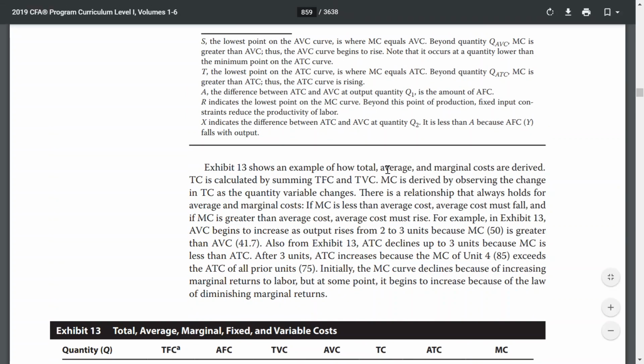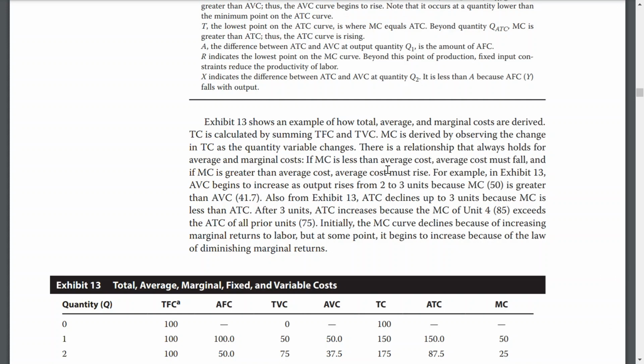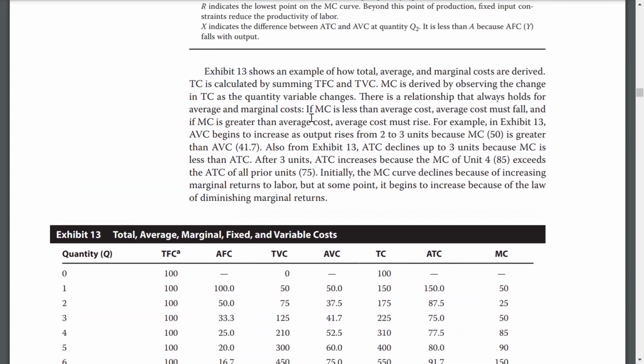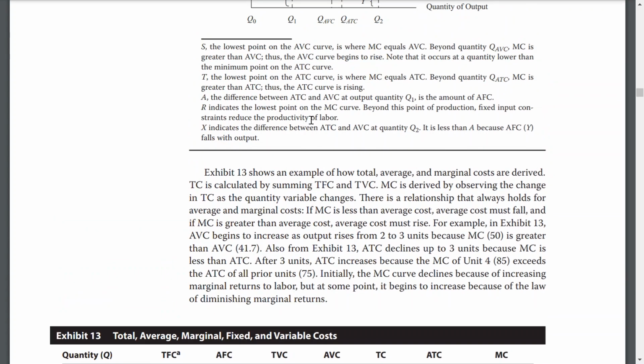Exhibit 13 shows an example of how total, average and marginal costs are derived. Total cost is calculated by summing the total fixed cost and total variable cost. Marginal cost is derived by observing the changes in total cost as the quantity variable changes. There is a relationship that always holds for average and marginal cost. If marginal cost is less than average cost, average cost must fall. And if marginal cost is greater than average cost, average cost must rise.